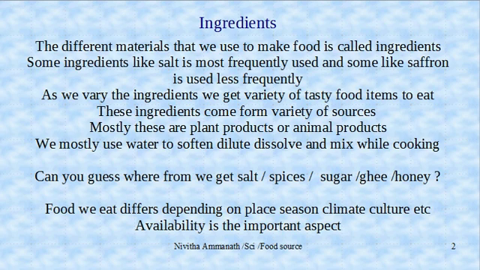These ingredients come from a variety of sources. Most of these are plant products or animal products. We mostly use water to soften or dilute or dissolve or mix while cooking. Without water, it is very difficult to cook. Can you guess where from we get salt, spices, sugar, ghee and honey?